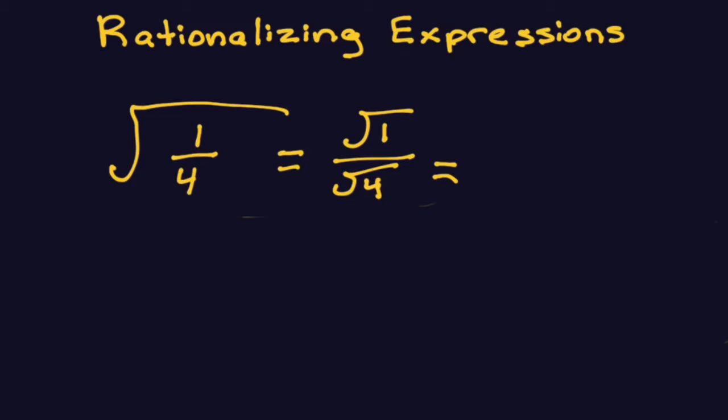Now, the square root of 1 is just 1, because 1 times 1 is 1. Then the square root of 4 is just 2. So we've rationalized this expression. So the square root of 1/4 is equal to 1/2.